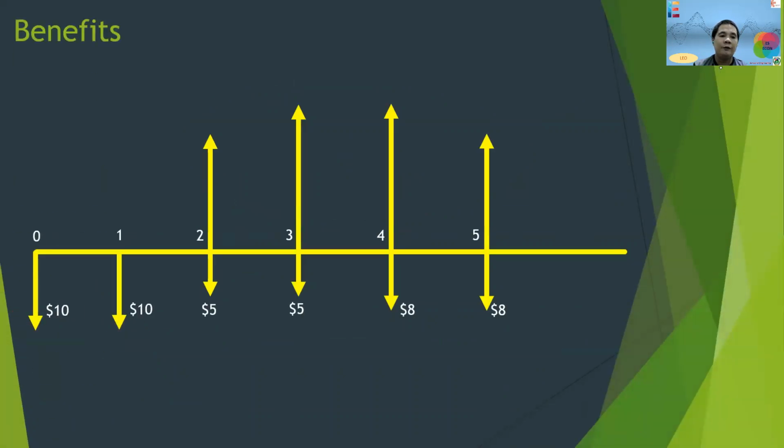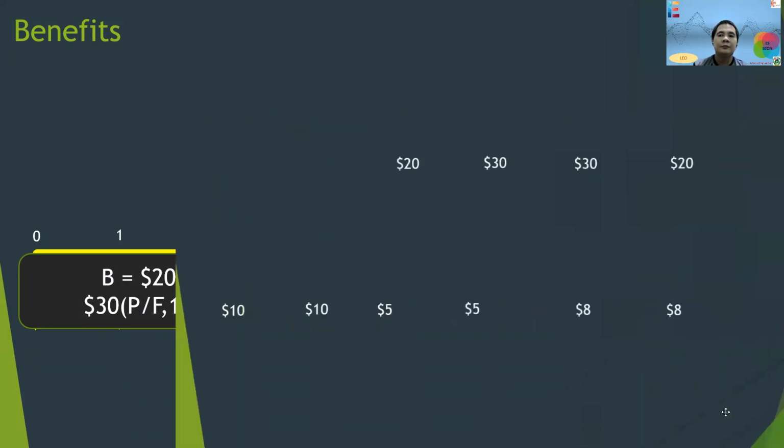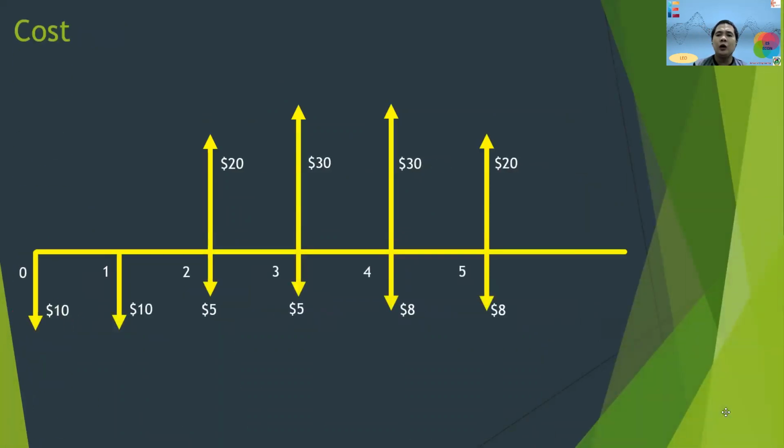Next, we'll proceed to the benefit. If you try to calculate the present value of all of the benefits, it is equivalent to $71.98. So you can pause this video and try to compute the present value of all the cash flows. Next, after computing your benefit, we will be able to compute our cost.